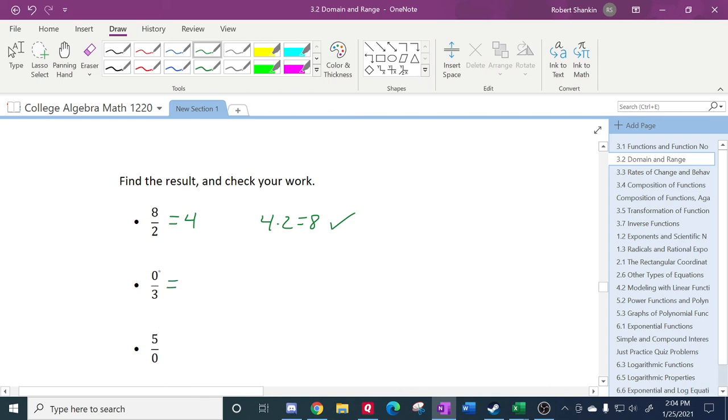So, if we do this again, 0 divided by 3, I'm going to guess 0. And then I'm going to check my work. 0 times 3 is equal to 0. That checks. I'm going to guess 0 on this last one. But then when I do 0 times 0, ooh, I don't get 5. All right, this one is a problem. And you can see that it won't check. That's the first indicator of a problem.